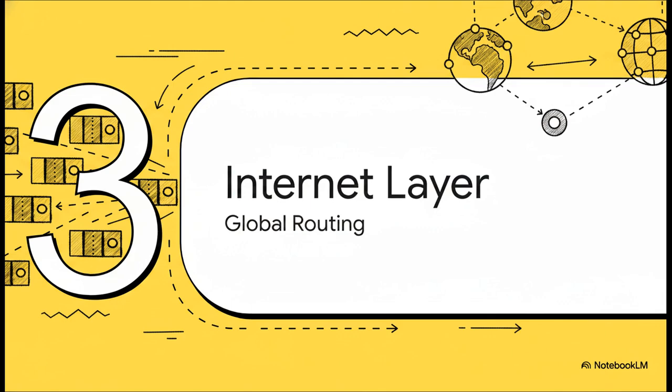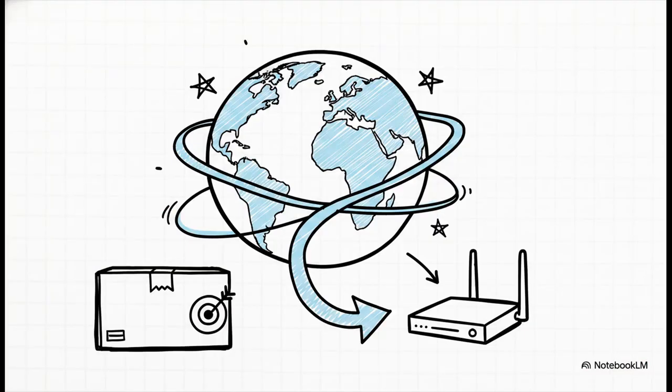Okay, Section 3, the Internet Layer, Global Routing. So, down we go to the Internet layer, which is essentially our global postal routing system. See, while the transport layer was all concerned with application-to-application delivery, the Internet layer is solely focused on network-to-network delivery. What it does is encapsulate those segments we made into things called packets. It stamps them with a source and a destination IP address, and then it uses routers to figure out the absolute best physical path across the entire world's interconnected networks.